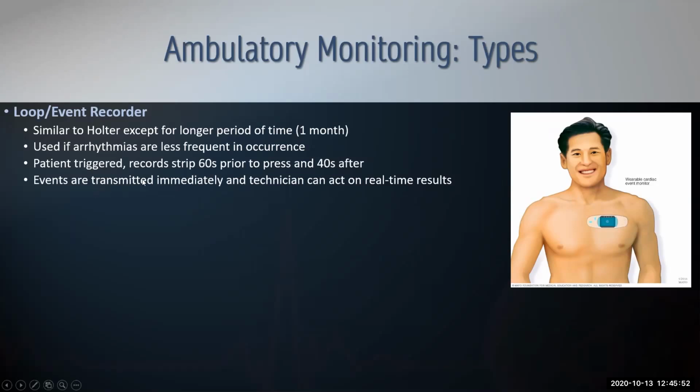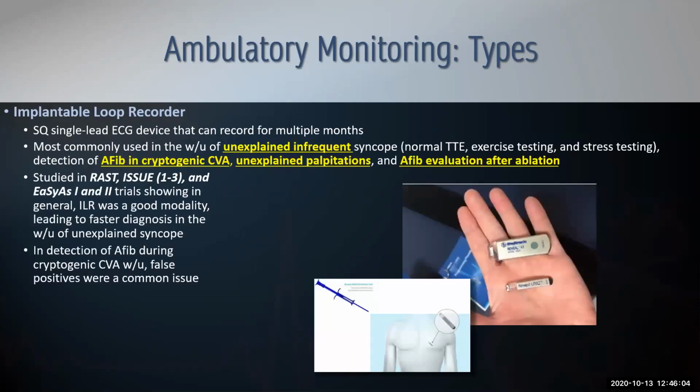But the events are eventually transmitted to the technician and they can act on the results. So if they see something over the next minute to a minute and a half that's very concerning, they can call the patient and say, hey, you should go to the ER right now, call an ambulance, et cetera. This is what the device looks like, and then you have the implantable loop recorder.